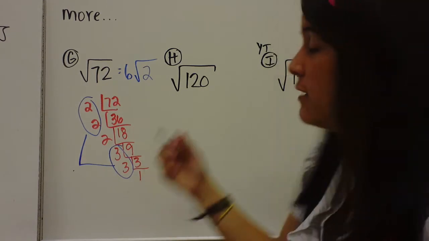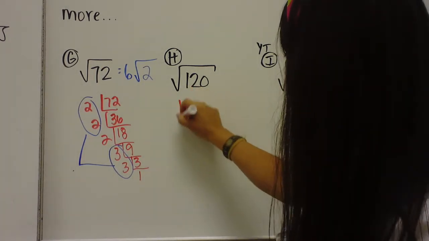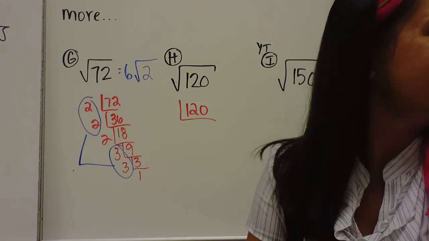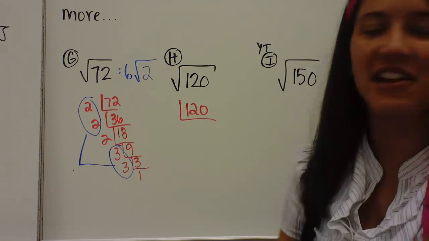H, 120. So I have 120. Hi, I'm recording. I'm working. Yeah, it's okay.